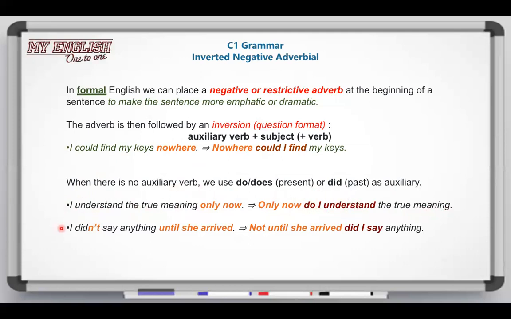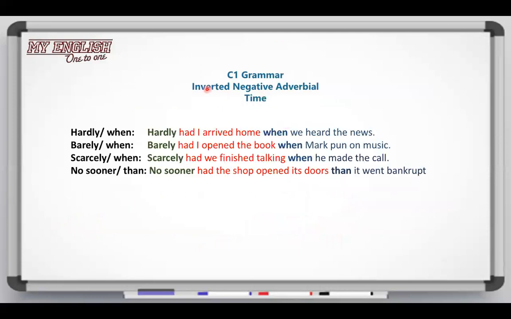Next sentence. I didn't say anything until she arrived. Now, and this part is very important because it is in a negative way. So, not until she arrived. This is an adverbial phrase. Not until she arrived did I say anything. All right. So now we're going to check the inverted negative adverbials of time.